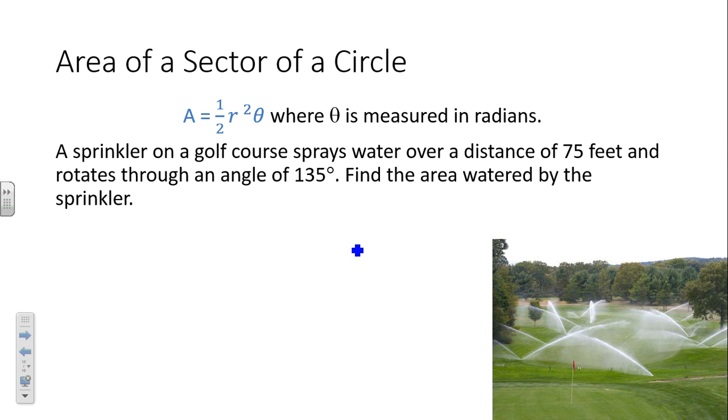Area of a sector of a circle. Another formula that they have listed for you, but I don't know that we actually absolutely need it. Let's think about what's happening here. We have a sprinkler on a golf course, and that sprinkler is spraying water over a distance of 75 feet and rotates through an angle of 135 degrees. Pretty powerful sprinkler. It's sending a long way.